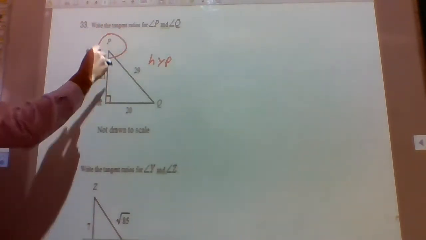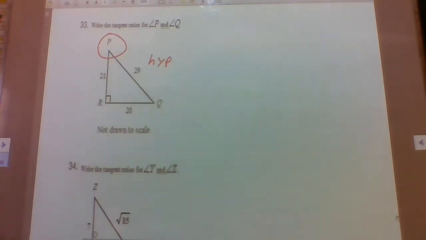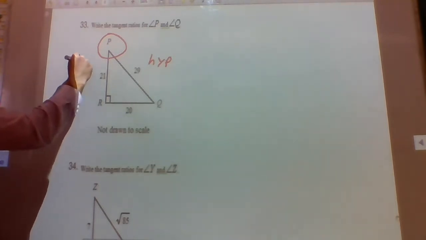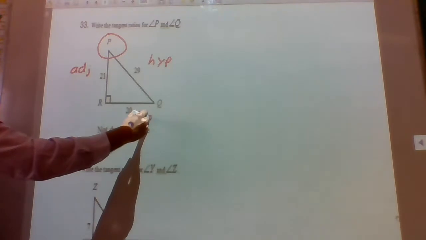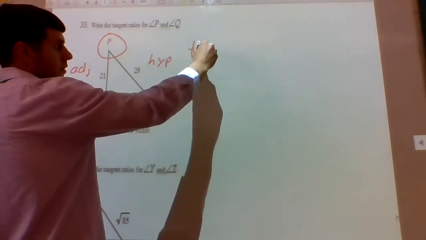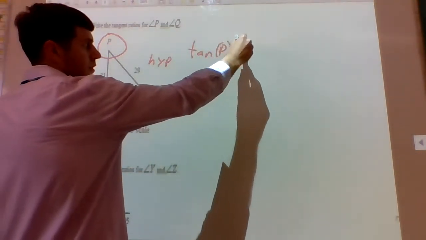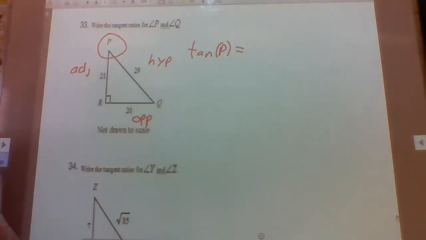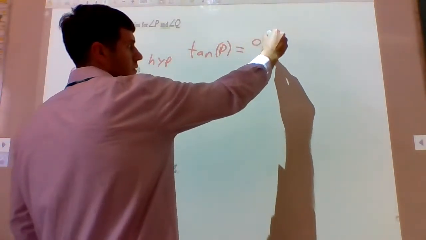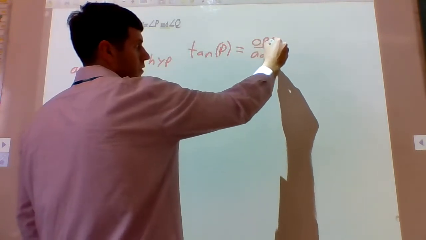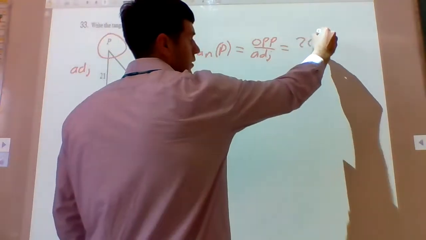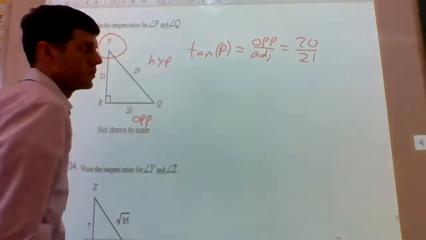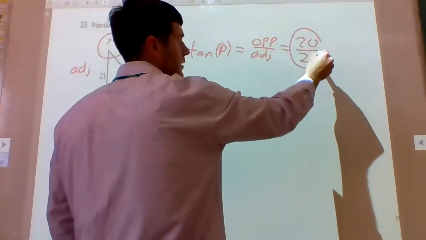P is the angle we're looking at. Next to it is the adjacent side, so 21 is adjacent. Across from it is 20, so 20 is opposite. Tangent for P is going to be opposite over adjacent. Opposite is 20, adjacent is 21, so 20 over 21 is your tangent ratio for angle P.